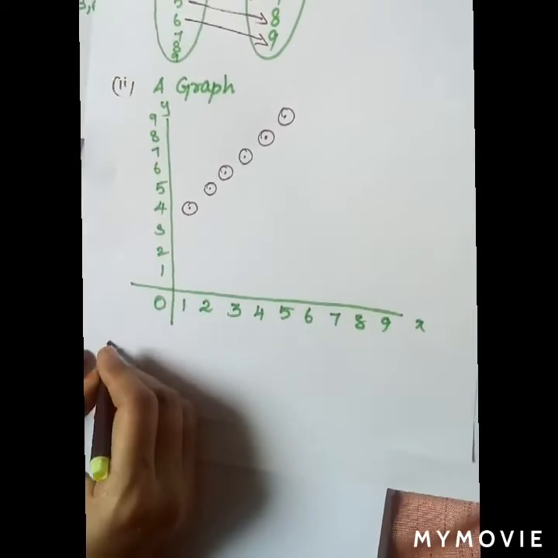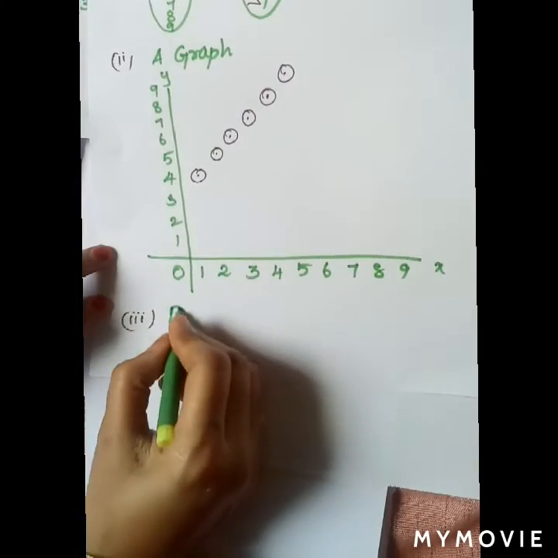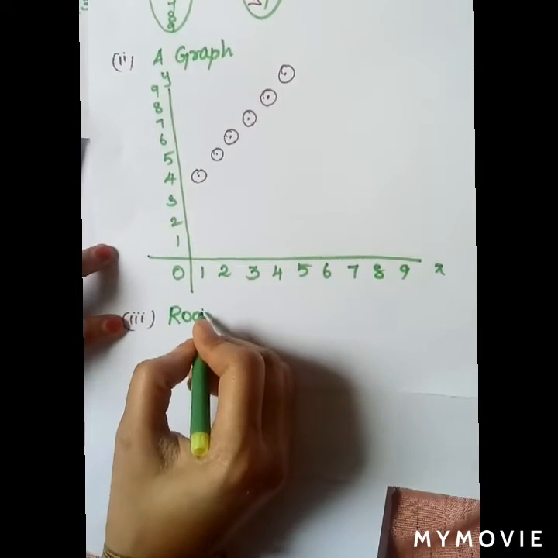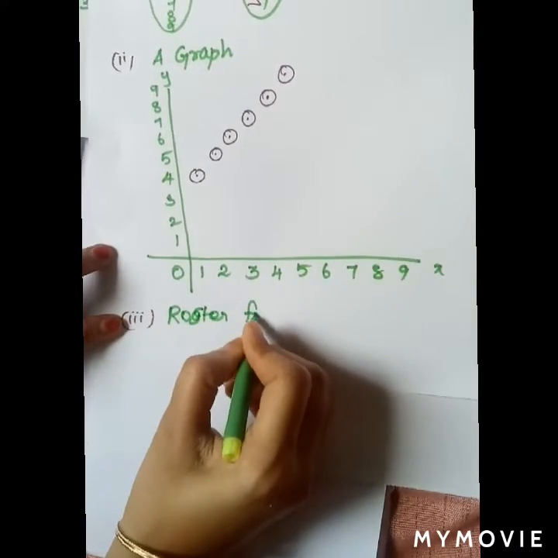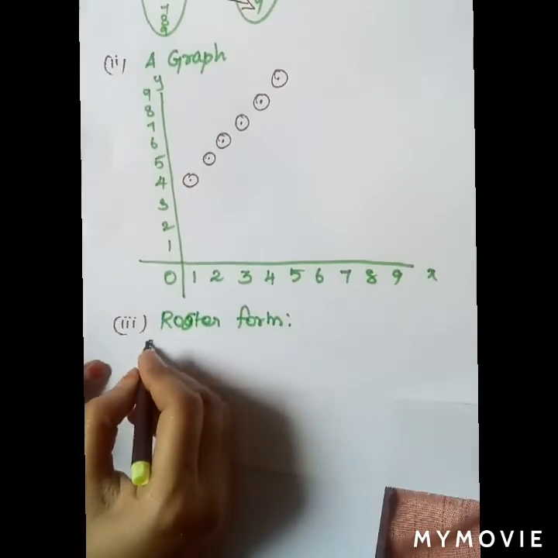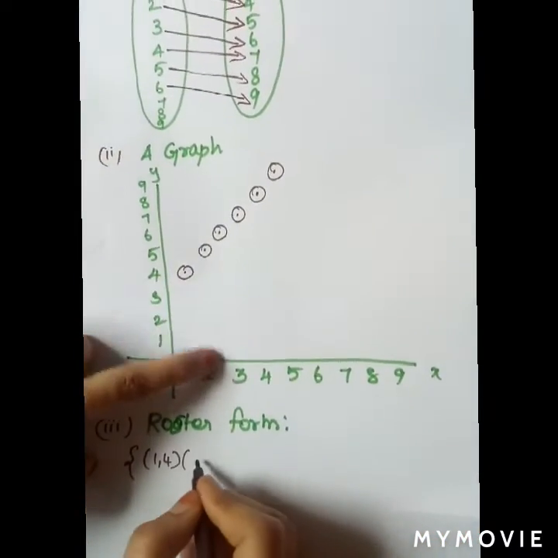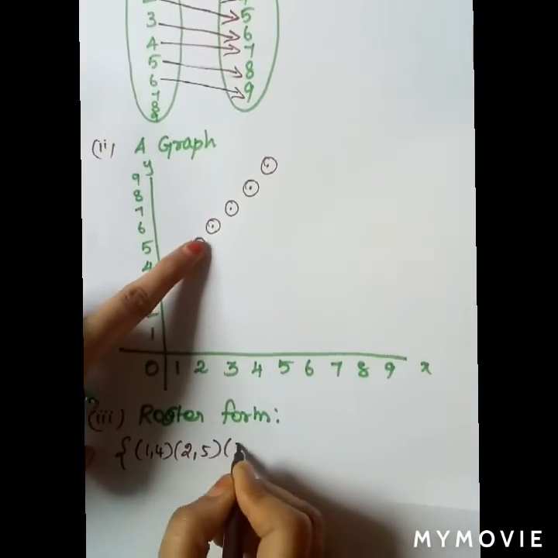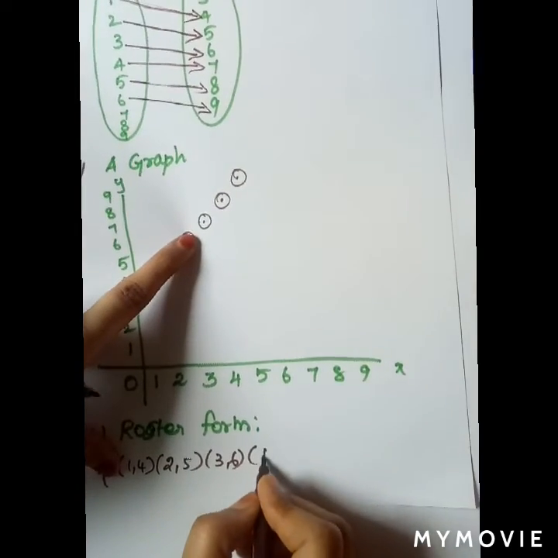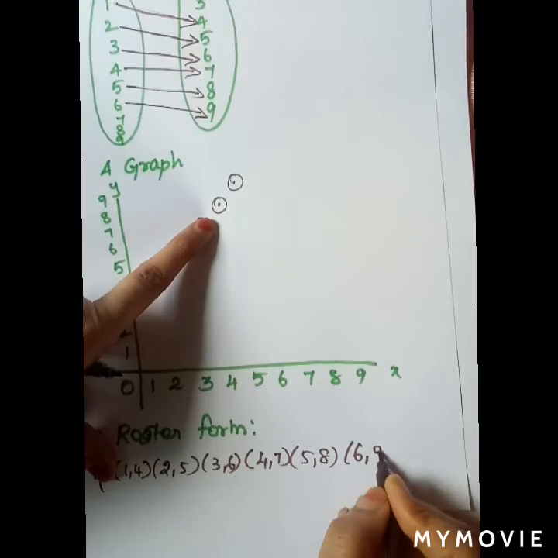Next your roster form. Write the roster form: 1 comma 4, 2 comma 5, 3 comma 6, 4 comma 7, 5 comma 8 and 6 comma 9. That's it.